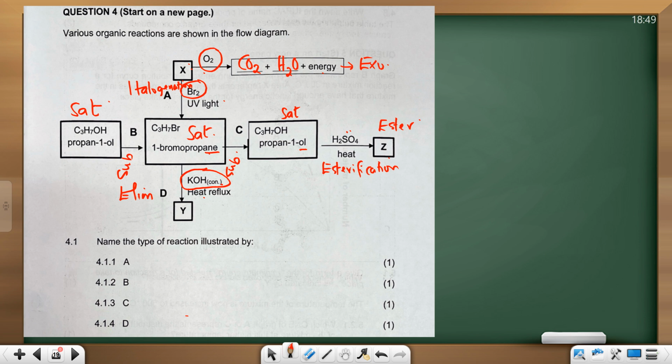Do you think I've answered A, B, C, D? What is A? Halogenation. What is B? Substitution. What is C? Substitution. What is D? Elimination. I'm done. Just by identifying which one is saturated, which one is unsaturated. No, they just say name the type of reaction. Don't go so far to say, except they tell you what type of substitution, what type of addition, what type of elimination. Make sense?